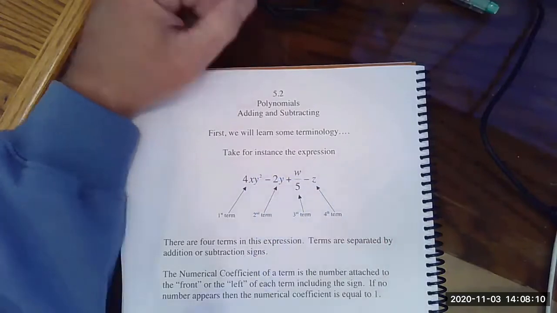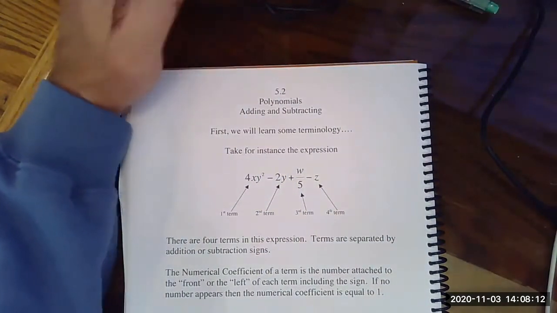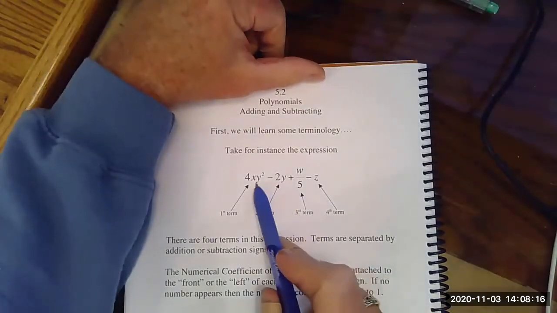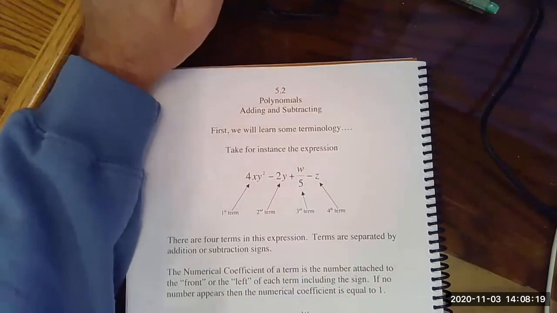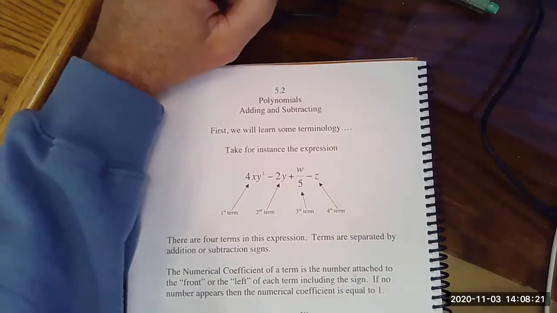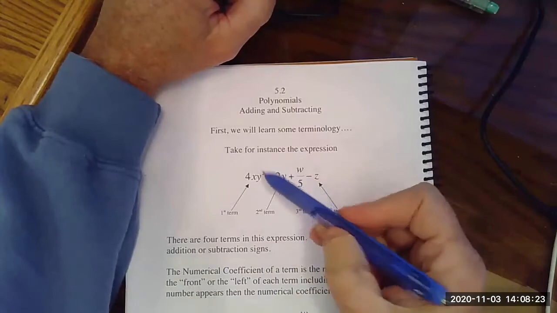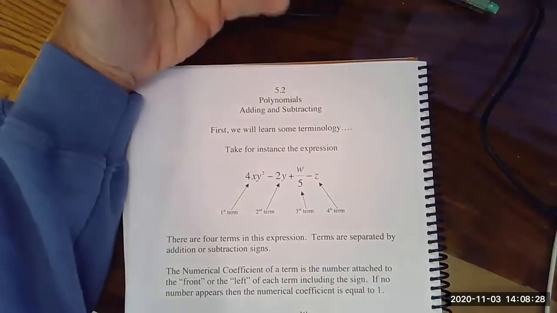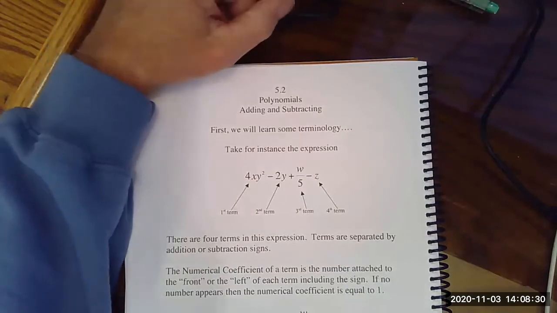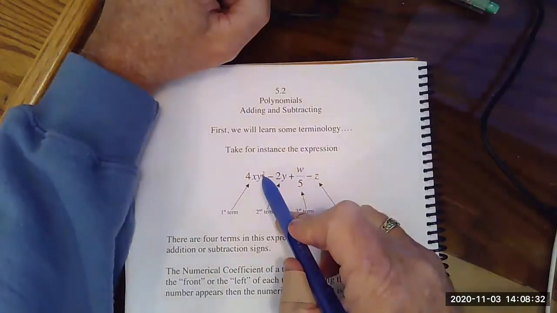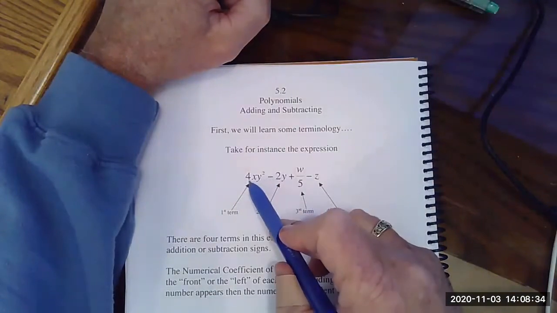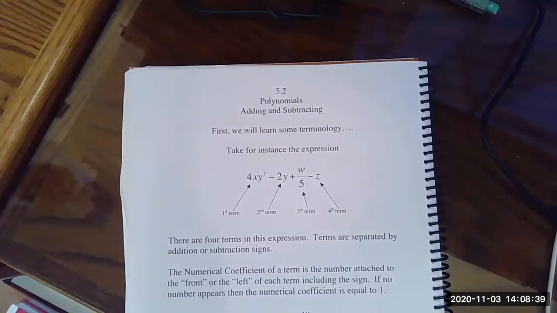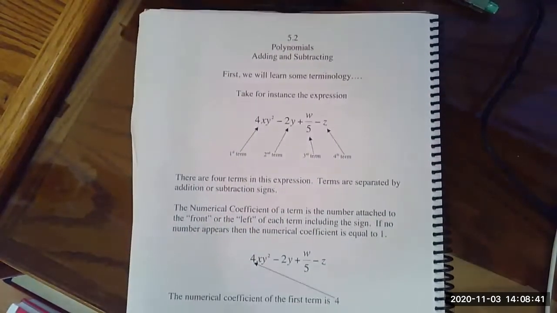Sometimes we'll call it an expression. An equation is when you have an equal sign. I don't have an equal sign, so it's an expression. We call these terms, and terms are separated by an addition or subtraction sign. The numerical coefficients are the numbers to the left-hand side of each term. So for instance, that's a power on the y. The 4 is a numerical coefficient of this first term. So the numerical coefficient of the first term is 4.